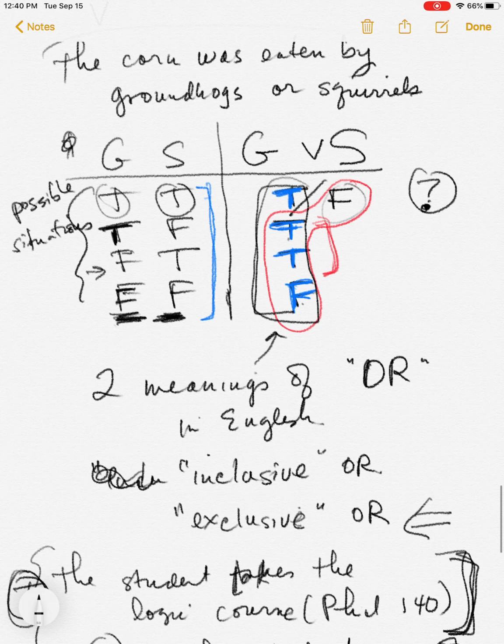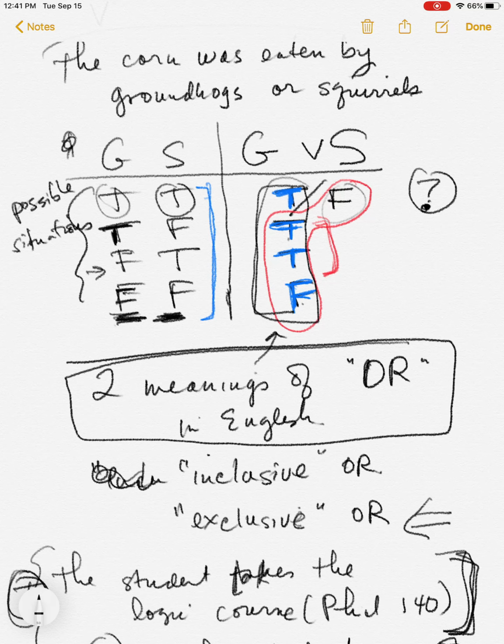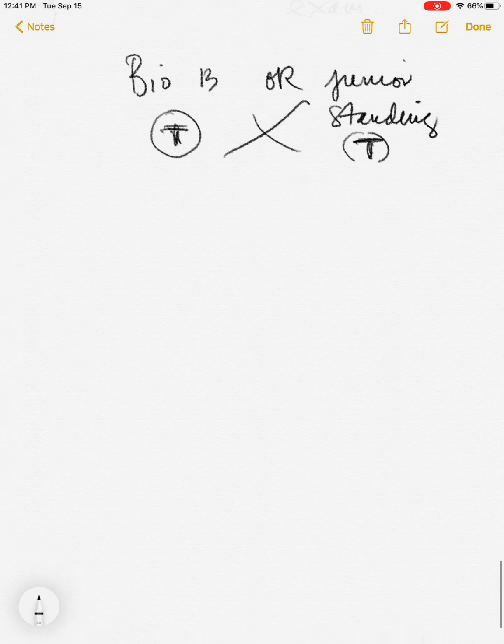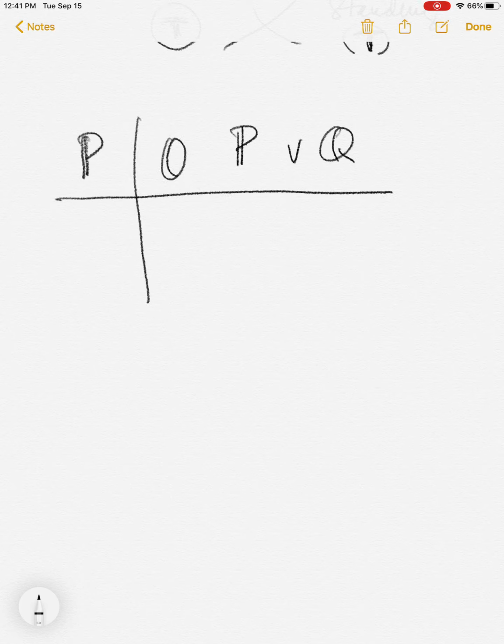So I do strongly believe, and I hope I've convinced you, that there are two meanings of the word or in English. The meaning that we're going to attach to the wedge is the inclusive meaning. Wedge means inclusive or. And so the characteristic truth table for the disjunction is this. And again, I'm going to use these boldface metavariables. So here's the characteristic truth table for disjunction.